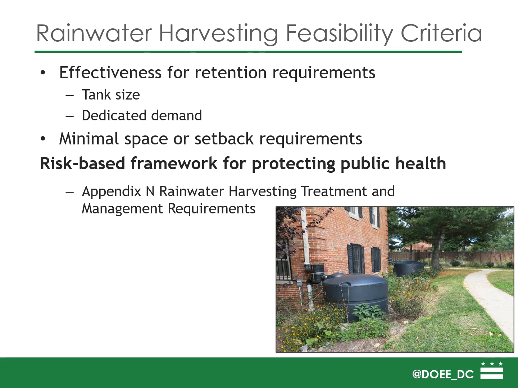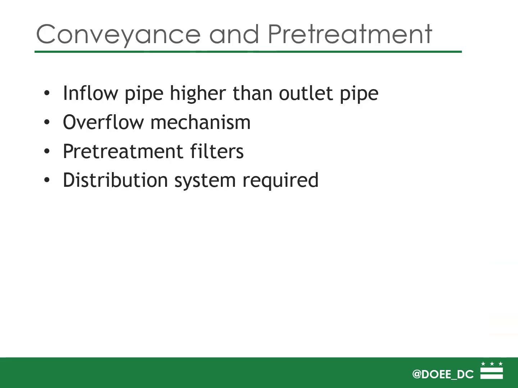There are other requirements for the feasibility of a rainwater harvesting system, including minimum space or setback requirements, and an analysis of the risk for protecting public health. And so you can look at Appendix N in the Stormwater Management Guidebook to look at that, and a design report is required using this risk-based framework to ensure that the harvested rainwater and the treatment that occurs and the ultimate use of that rainwater all is consistent with protecting public health.